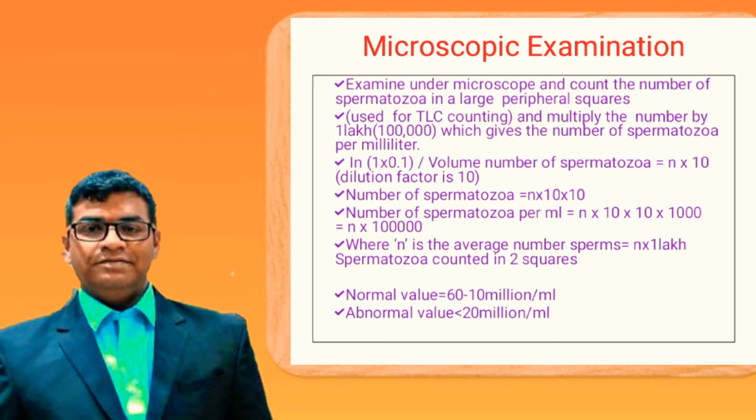Normal values are 60 to 100 million per ml. Abnormal value will be less than 20 million per ml. N is the average number of sperms. These are the sperms that are counted within the 2 squares.